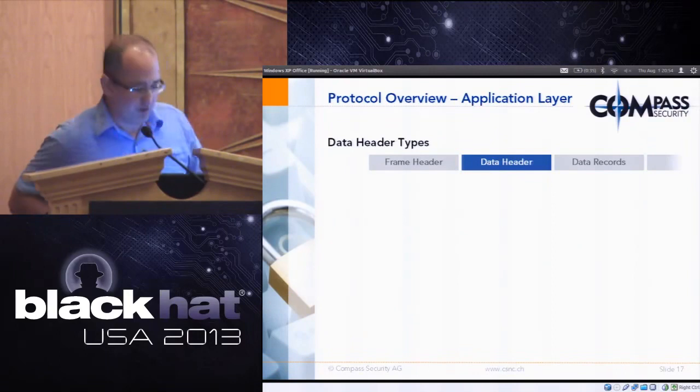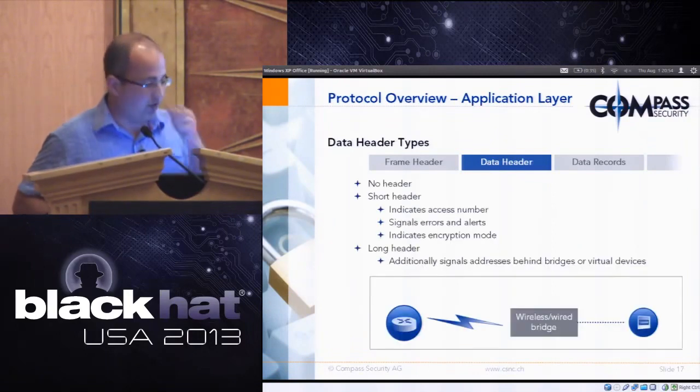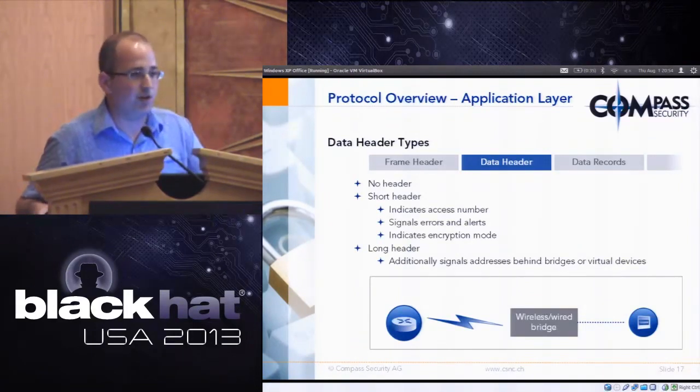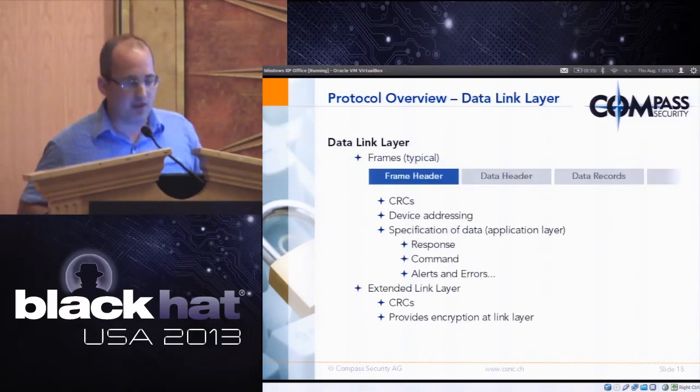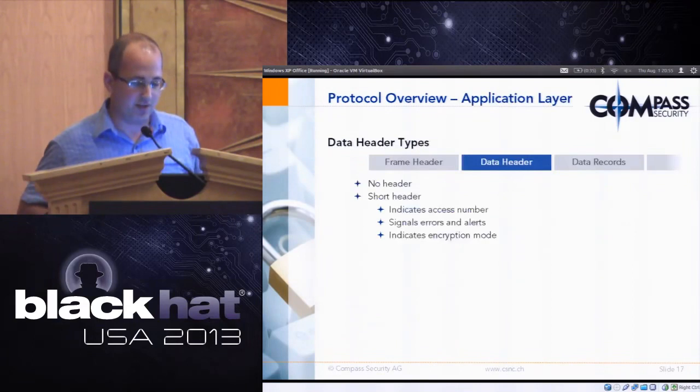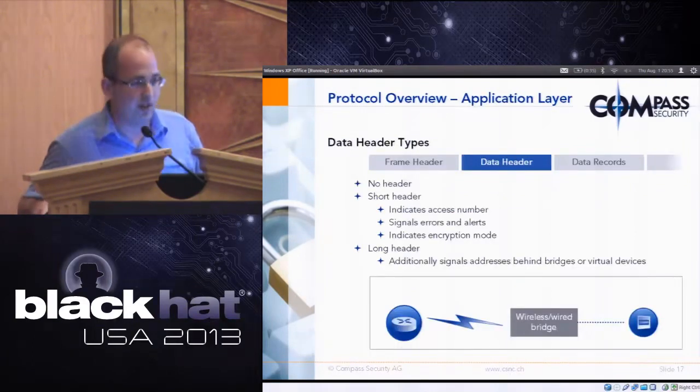Let's go to the next part of the protocol. We have the data headers. There are different headers, 3 actually. There's no header, or a short header which indicates access numbers. Access numbers are used to tell different packets apart. So the first message has access number 0, the second message has access number 1, and so on. It's also used to detect replayed packets. The data header also indicates encryption. So I told you there's the extended link layer over here. That part could provide encryption, or we have encryption on the application layer, which is signaled within the data header.